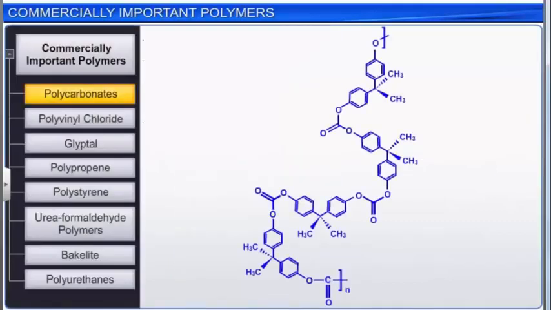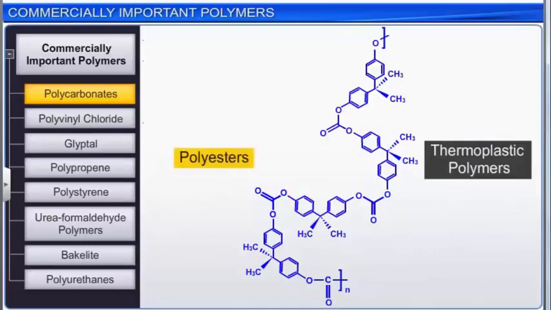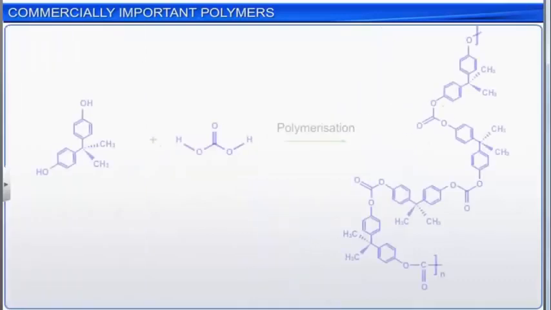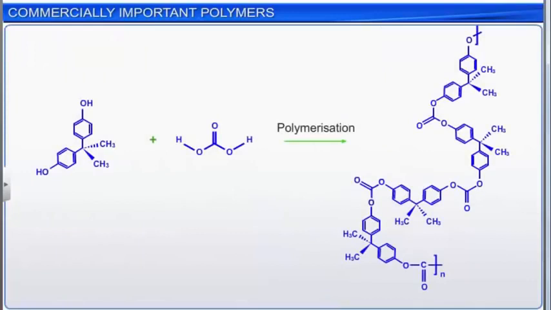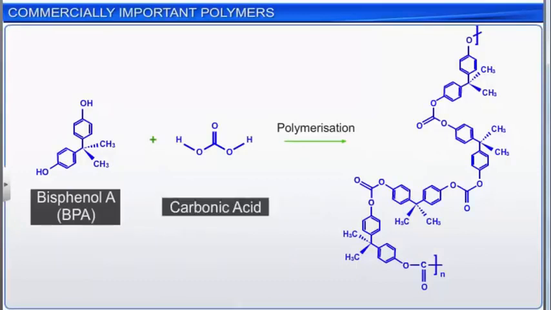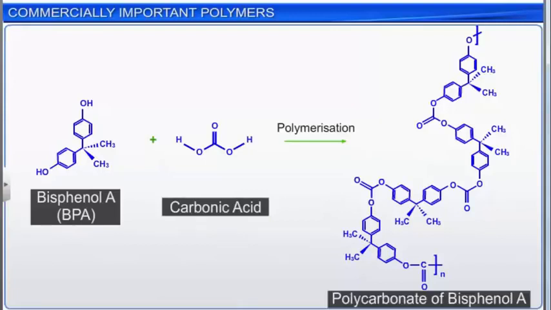Polycarbonates are a group of polymers named for the carbonate groups holding the repeating units together in their backbone chain. These are thermoplastic polymers that belong to the class polyesters. The most common polycarbonate is made from bisphenol A or BPA, a diphenol, and carbonic acid. The formula for the polycarbonate of bisphenol A is shown here.